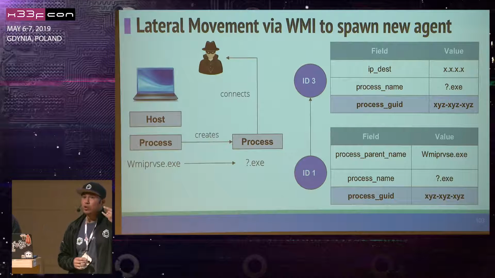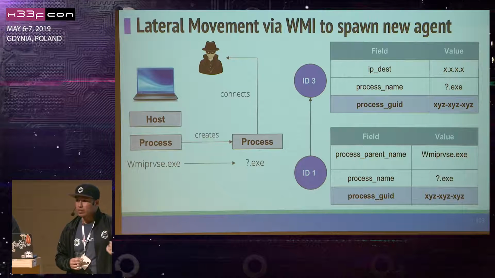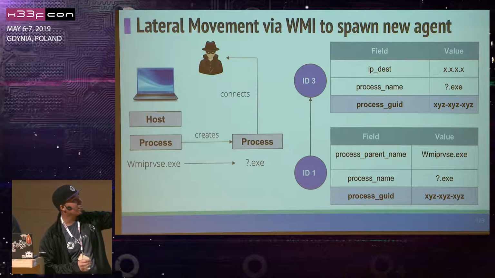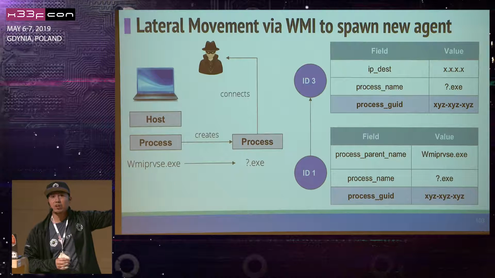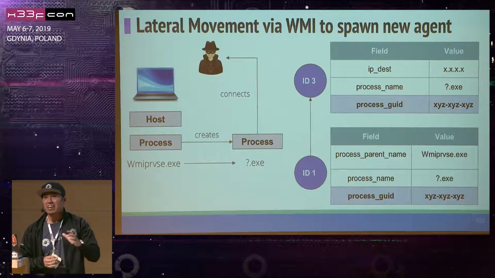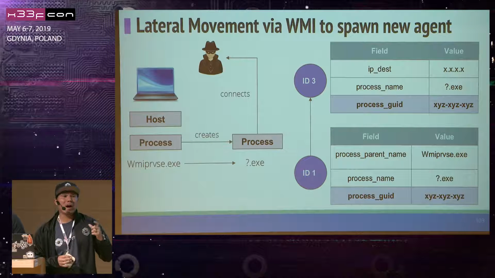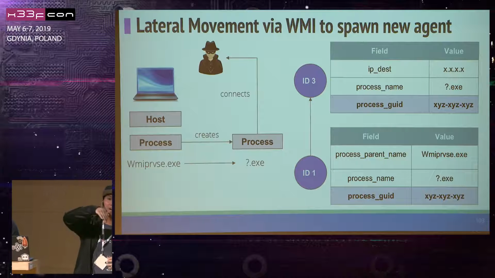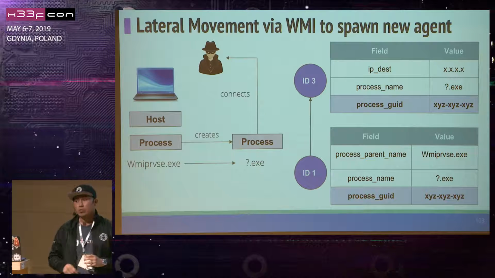They both can be joined by a specific field, the process GUID, and I can actually say, I have WMI PRVSC as a parent. I don't care about the child. If the adversary uses PowerShell, CMD, or any other process that they want to use, or names or anything, I don't care about that. I care about the specific behavior going on in here. WMI, executing something, and then making a network connection.